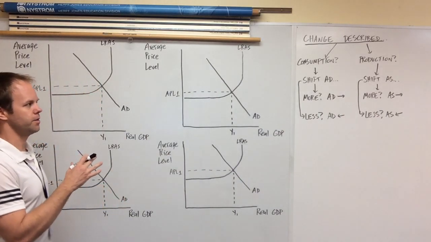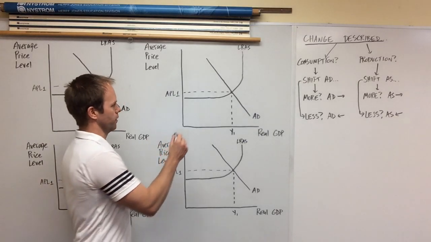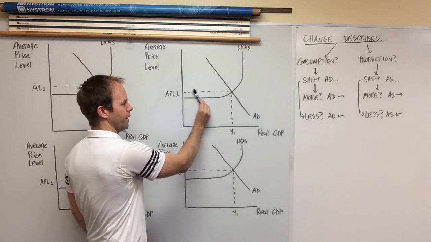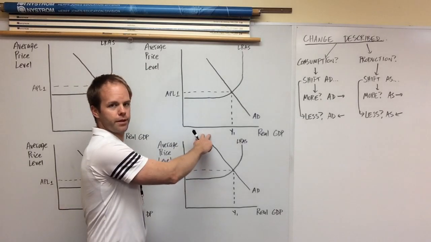We know from our Keynesian model here that there are three stages, right? We have stage one, where if we have an increase or decrease in aggregate demand, we'll have a change in output, right?